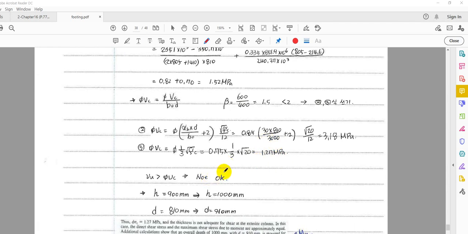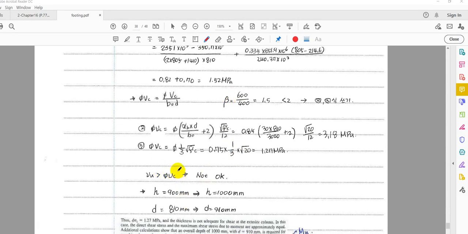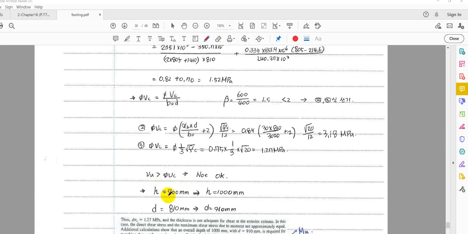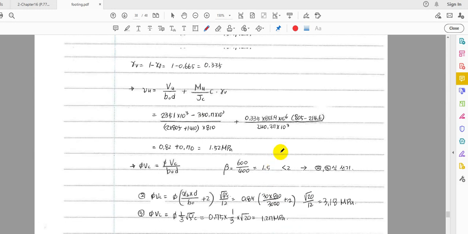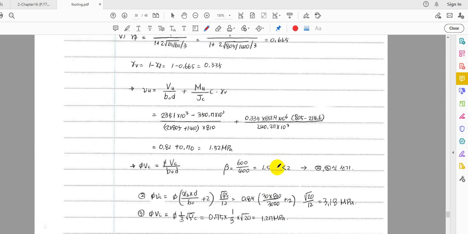We're not okay, and unfortunately, we have to repeat all this lengthy calculation one more time until the design shear capacity is greater than the shear stress, right? So maybe we have to do it again. Then you can come up with a section that satisfies this equation, where the design shear capacity is greater than the shear stress or load. Okay, so this is an equation that looks a little bit unfamiliar right now.